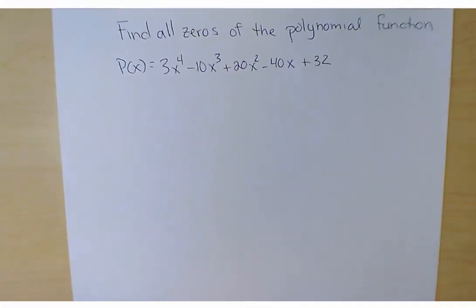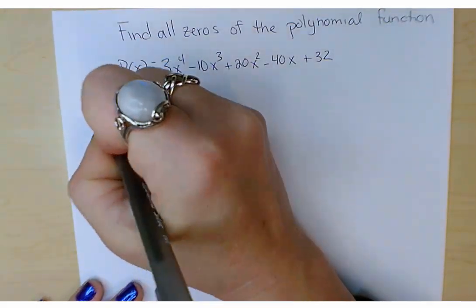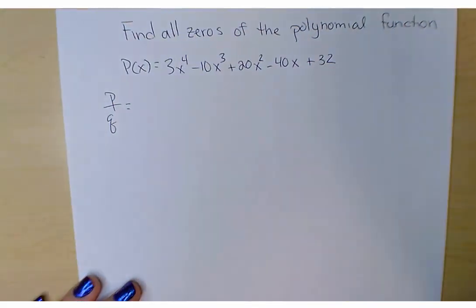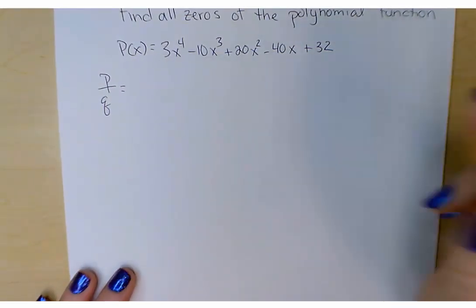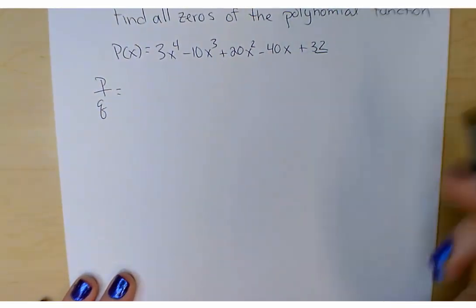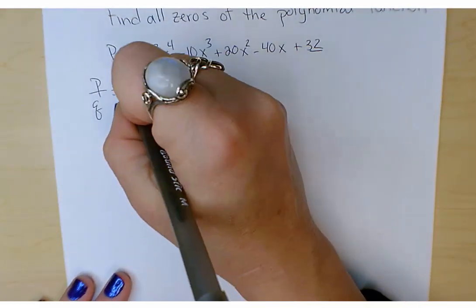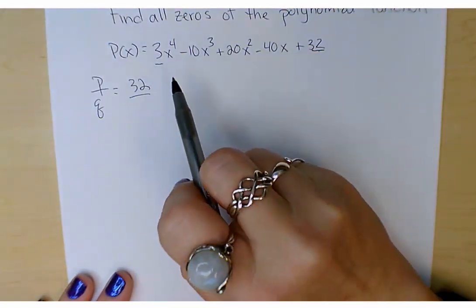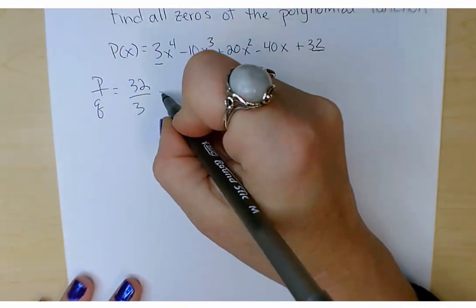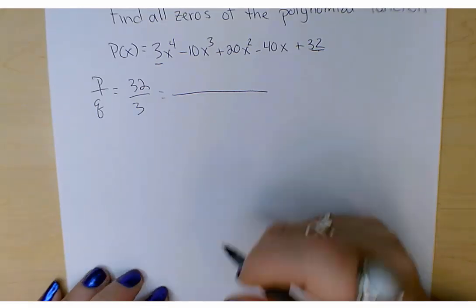Let's find all zeros of the polynomial function here. So we are going to find all zeros of this function by first starting by finding all possible roots. So that is our P over Q process. Keep in mind, P is your constant, so that's going to be a 32 here for us, where Q is your leading coefficient, so a 3. Find all factors of those numbers.